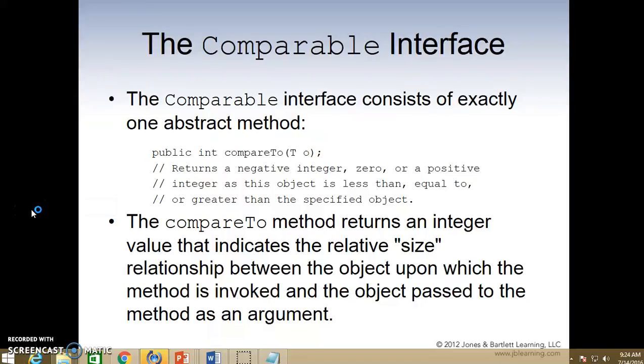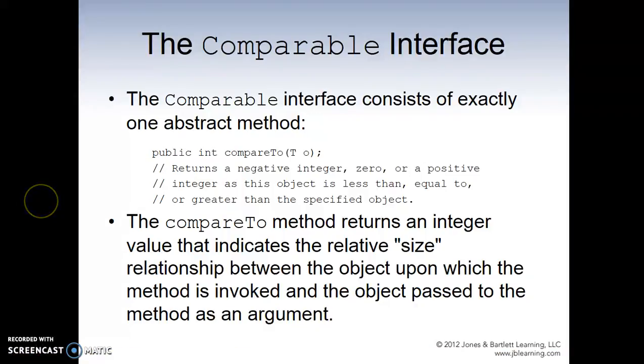Now, in the Comparable interface, we have one method we call compareTo that must be implemented. This method will return a negative integer if it sees that the object being compared is less than. If it's equal, that means they are both equal. If the object being compared is greater than, then it returns a positive value. This compareTo is similar to the one we use in the String class.